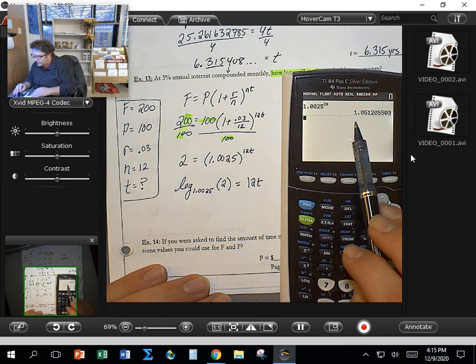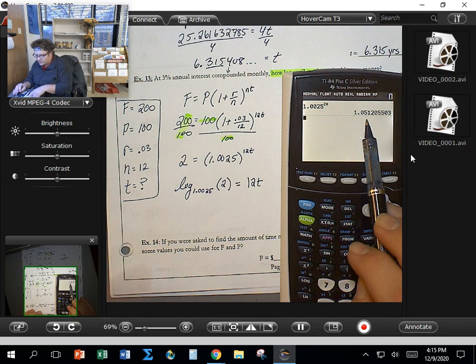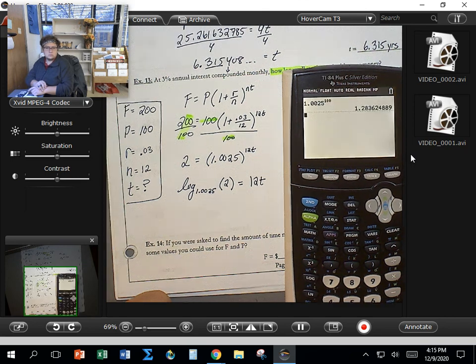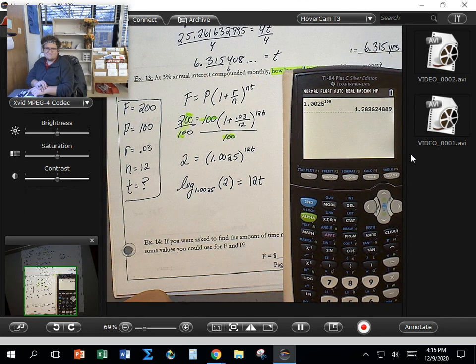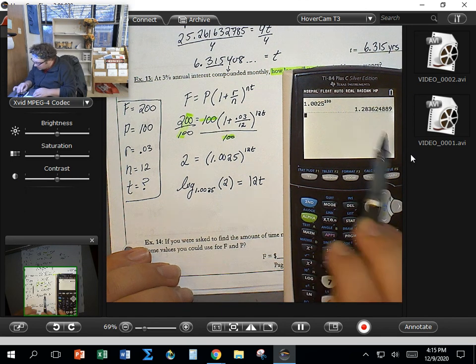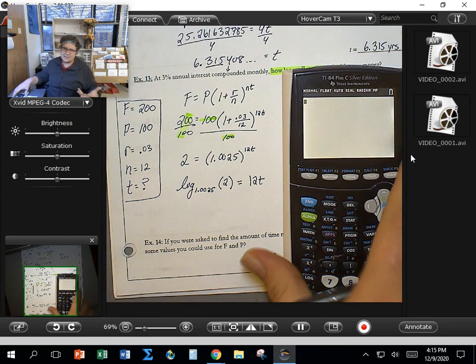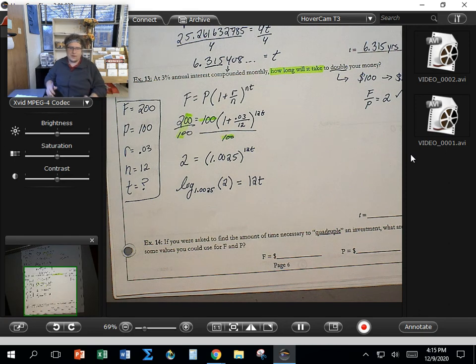So 20th power only got me to 1.05, and I'm trying to get to 2. So I need more. We need more juice there. So 1.0025, let's raise it to the 100th power. Are we at 2 yet? No. We're getting closer, 1.28, but not there yet. So that's why we can't really guess and check with this. We just have to do the math out.